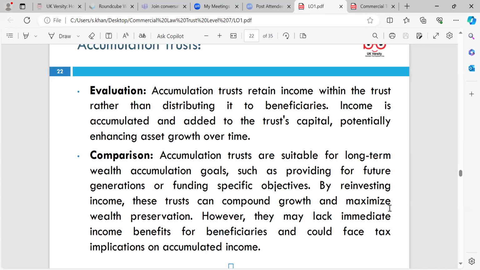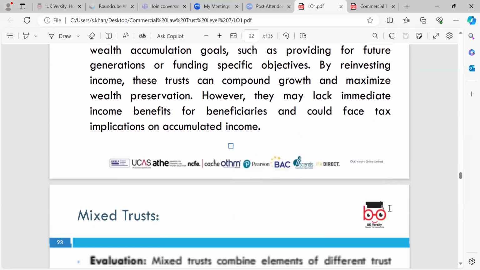However, by reinvesting income, these trusts can compound growth and maximize wealth preservation. However, they may lack immediate income benefits for beneficiaries and could face tax implications on accumulated income.